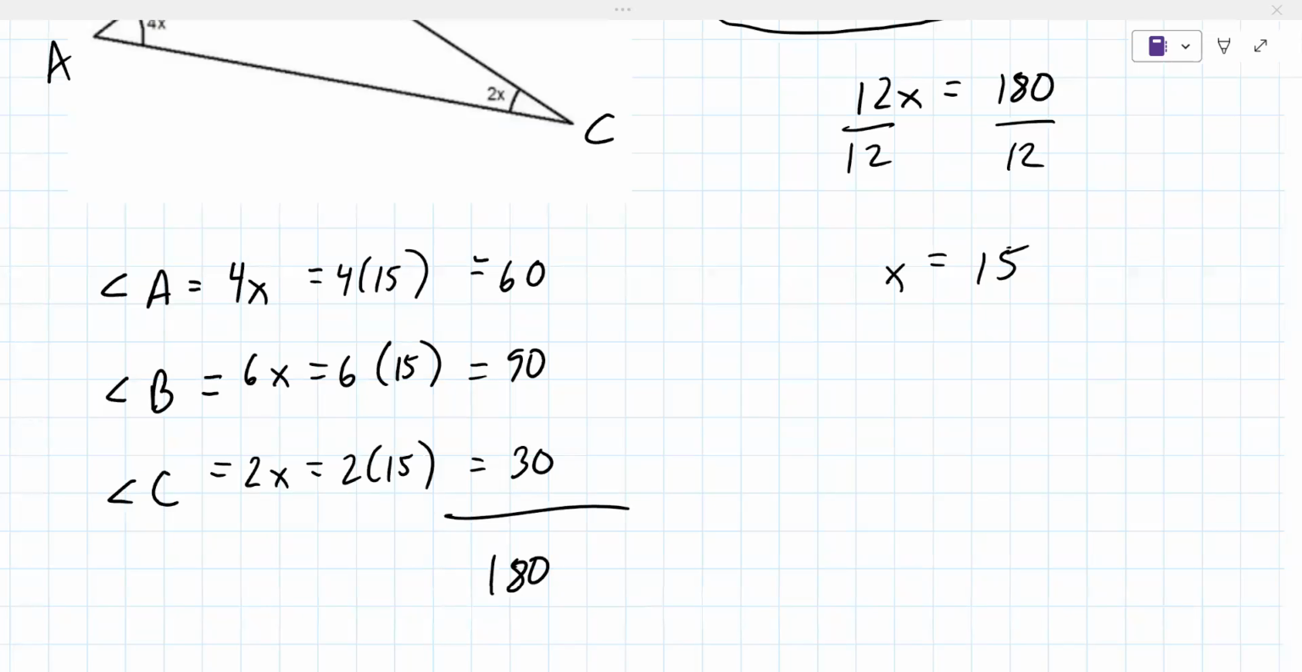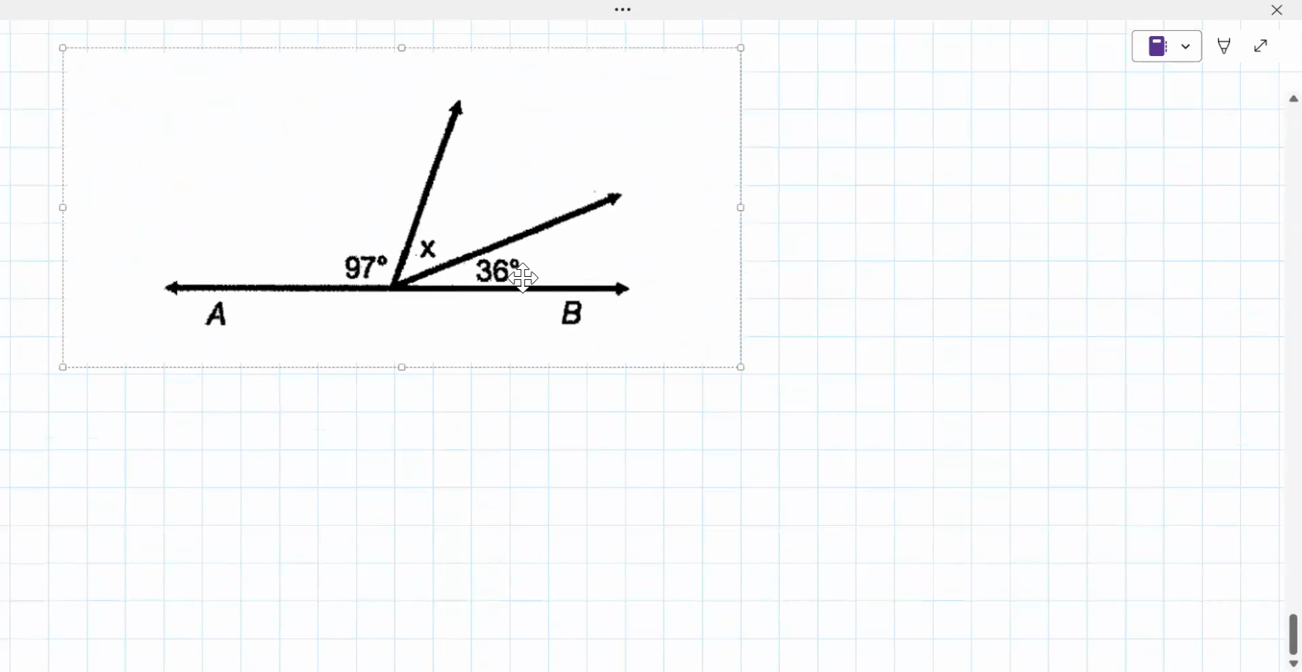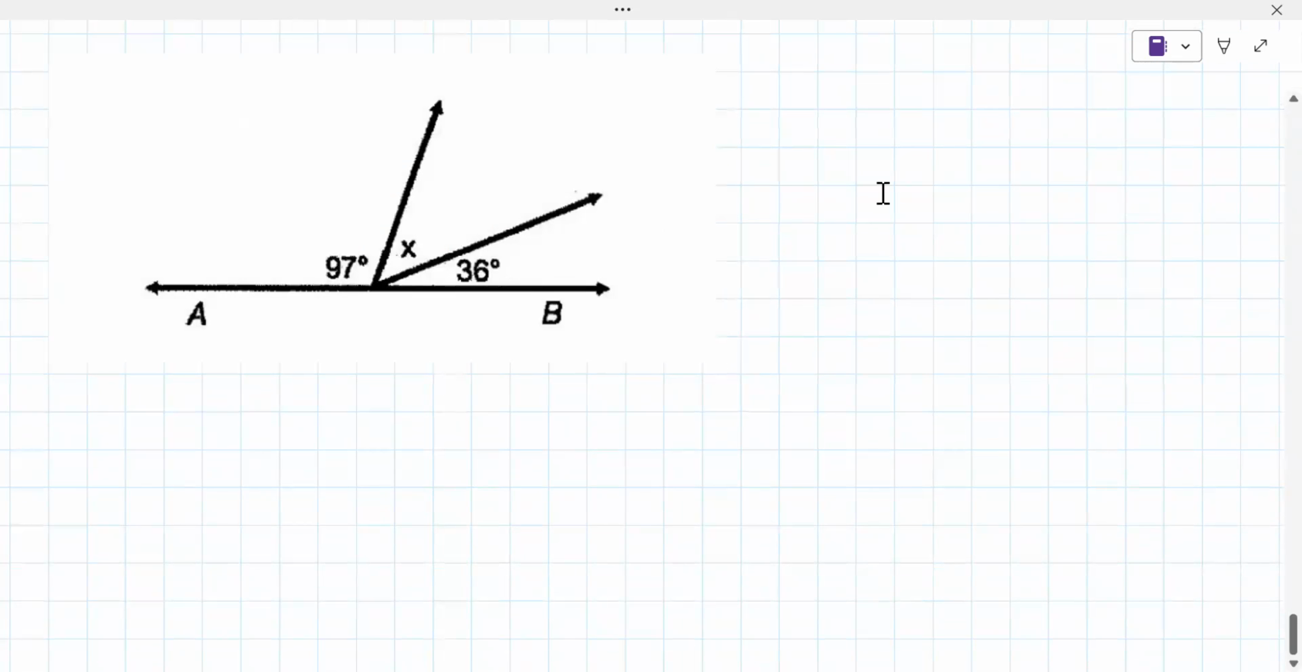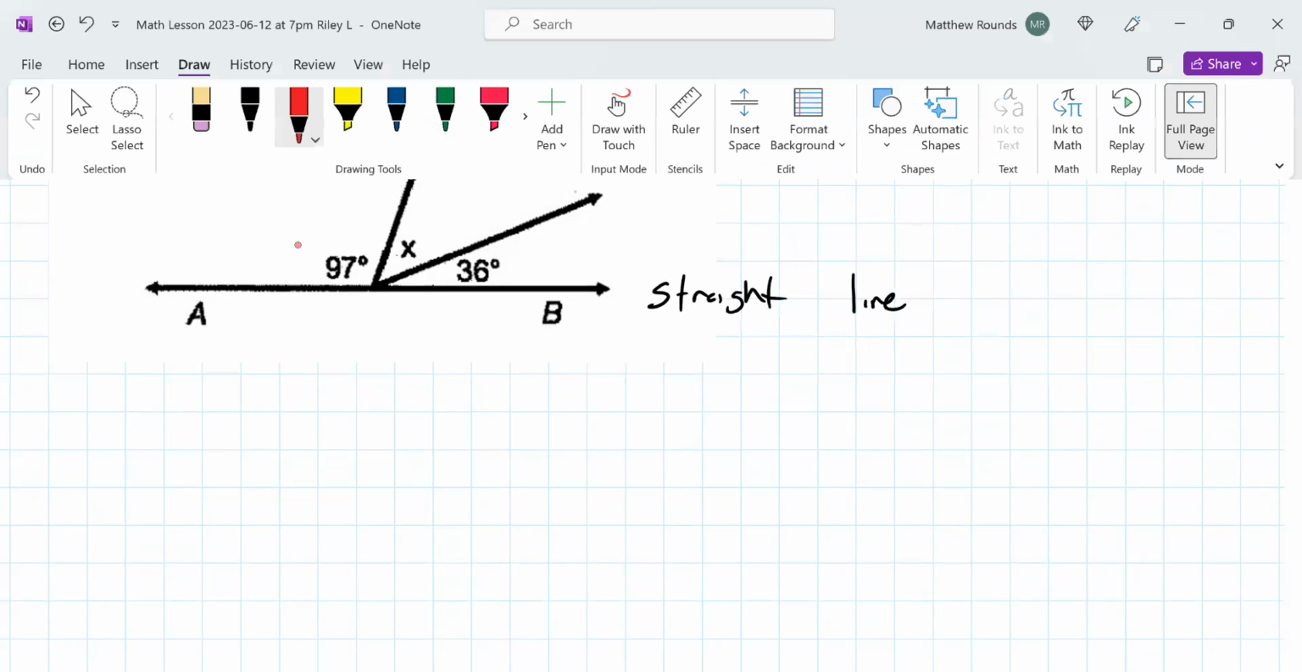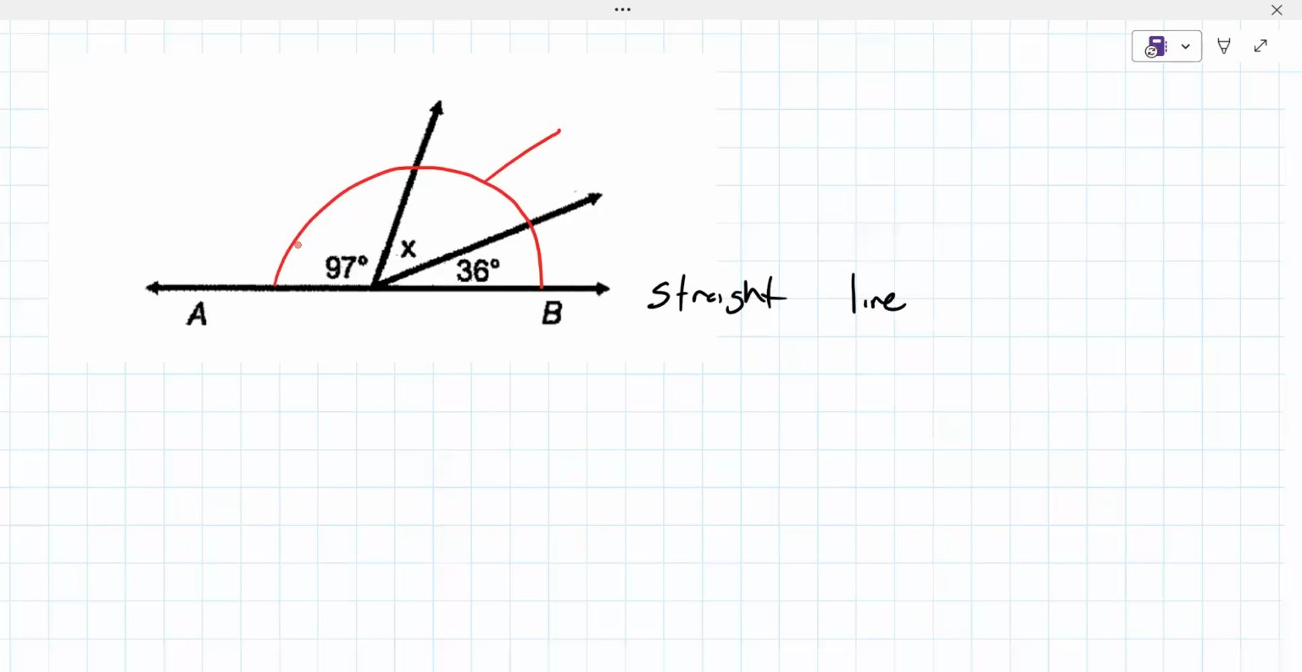Okay, so we're gonna look at a new problem now. Again, we're just solving. We're gonna try to write some equations and then solve. That's gonna help you the most here with this geometry stuff. So in this problem, there's no triangle. It's just a straight line. This A to B is a straight line. And if you go all the way around the straight line, that's 180 degrees.